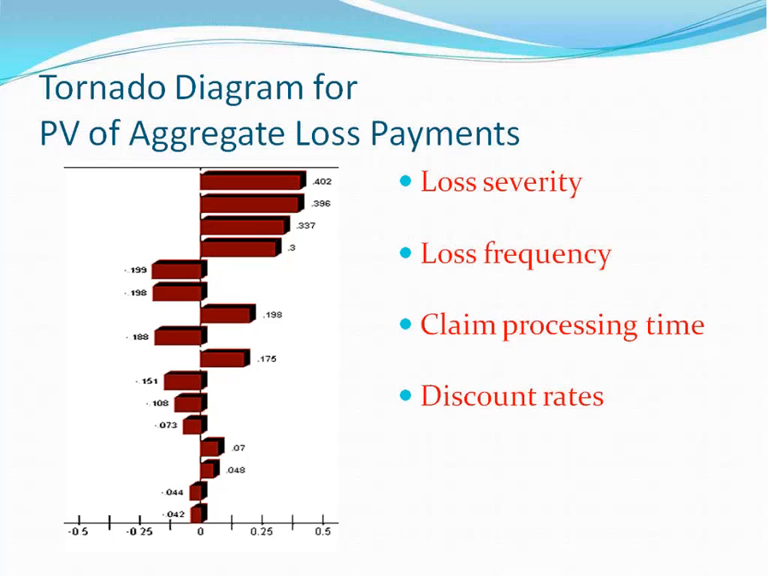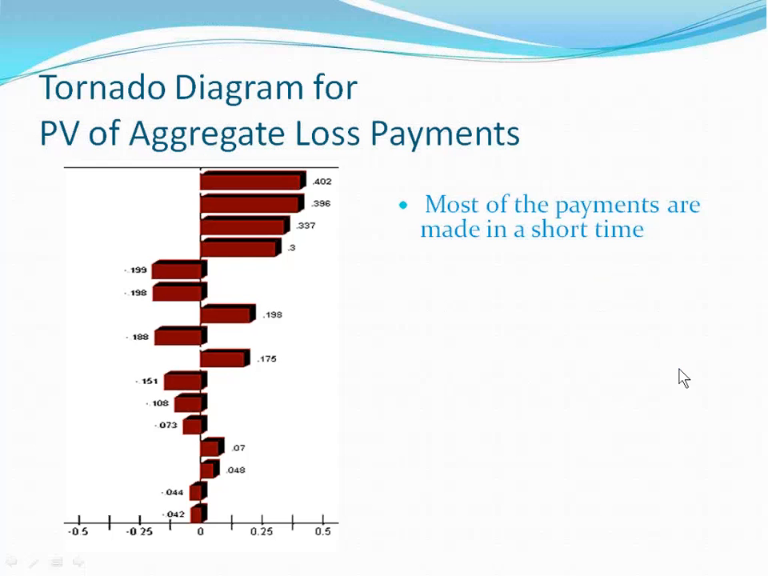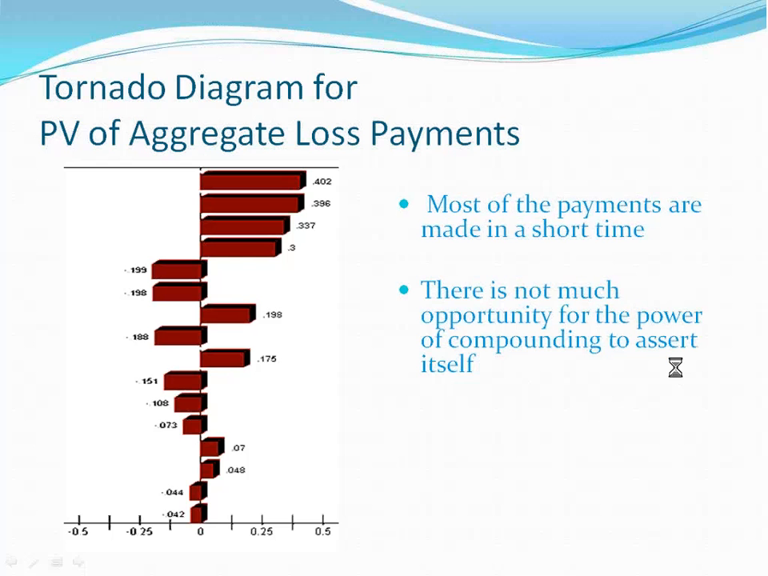The appearance of discount rates at the bottom was somewhat surprising when I ran this simulation. At least it was surprising at first, because when we're taking present values, it would appear that they should be very important. In this particular case, it turns out not to be that important, basically because most payments are made in a short time. So there isn't much opportunity for the power of compounding to assert itself.